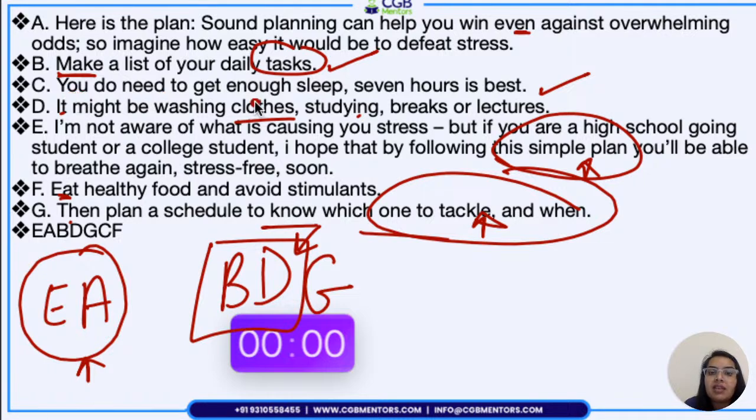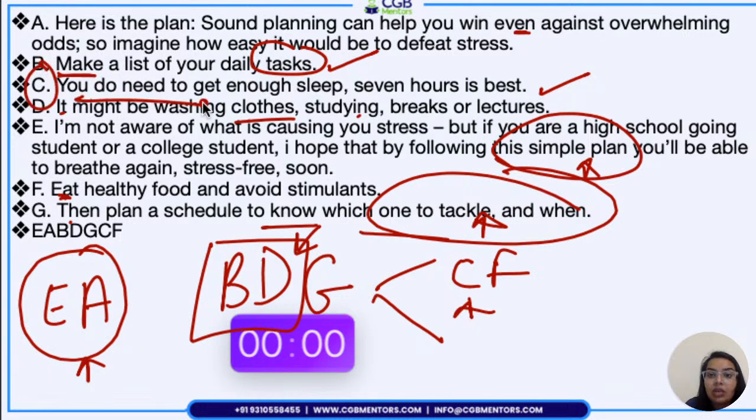You do need several hours of sleep, like 7 hours is the best, and eat healthy food and avoid stimulants. Now you have two ways to go. The better flow, if you see, is from C you go to F, because here you are talking about eat healthy food, but we don't know कि ये command किसके लिए है. Okay, this is a sentence where you have a verb right there in the beginning. Imperative sentences बोलते हैं इन्हें. So that's the reason C will first come.